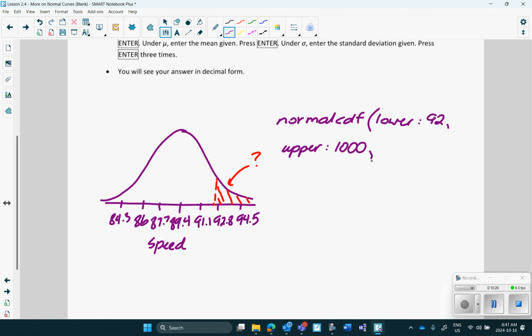Remember the mu? Yes, I'll explain that after I finish this. Remember, this is the mean of the population, mu, and that's what you're given in the question, 89.4. And sigma is the standard deviation, which is 1.7. So enter all those values: 92, enter 1,000, enter 89.4.